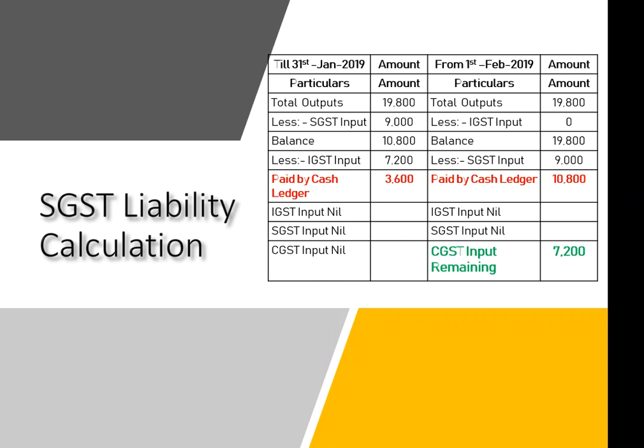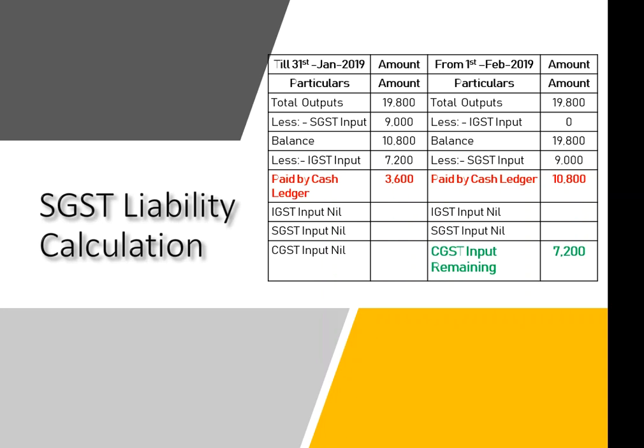But after 1st February 2019, if you see the crux of this example, IGST input will be nil, SGST input will be nil, but CGST input will remain with us at 7,200. And again, due to this, we have to pay extra to the government through the electronic cash ledger. Here we are paying 10,800. That means we are paying 7,200 in excess.